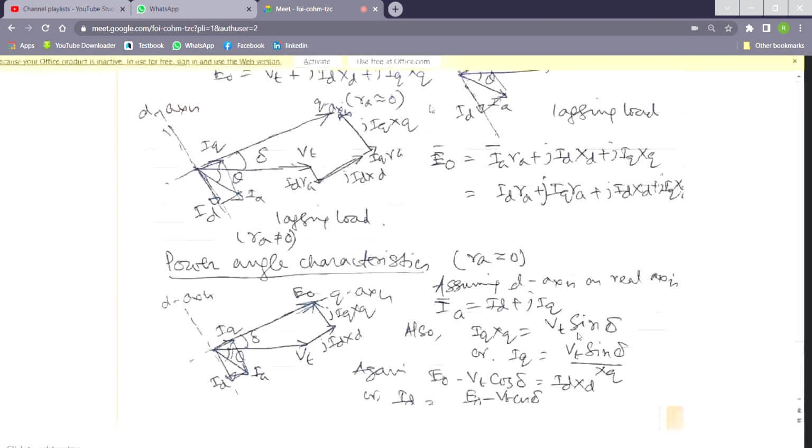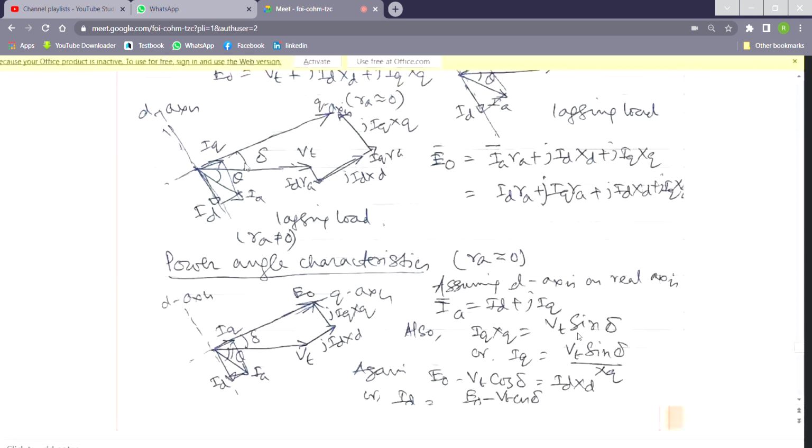But if you consider resistance, it will be modified this way. E0 will be VT plus IARA plus jIDXD plus jIQXQ. IA can be split into ID plus jIQ, so you have IDRA plus jIQRA plus jIDXD plus jIQXQ. In this way you can draw the phasor diagram, with ID and IQ drawn here. IDRA is along the D axis, and jIDXD is in quadrature to this axis, leading ID by 90 degrees. And IQRA is along this.